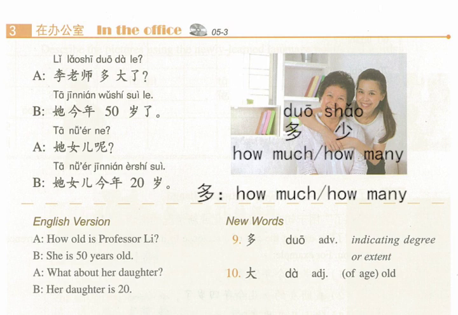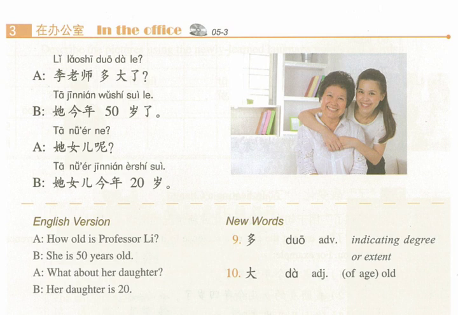了 is a signal word for past tense, present perfect tense, or even future tense. In the first sentence, there is actually a very important grammar. That's a sentence structure, which is 多 plus an adjective. Now here you see 多 plus 大, because 大 is an adjective which means big and old. So 多大 means how old.